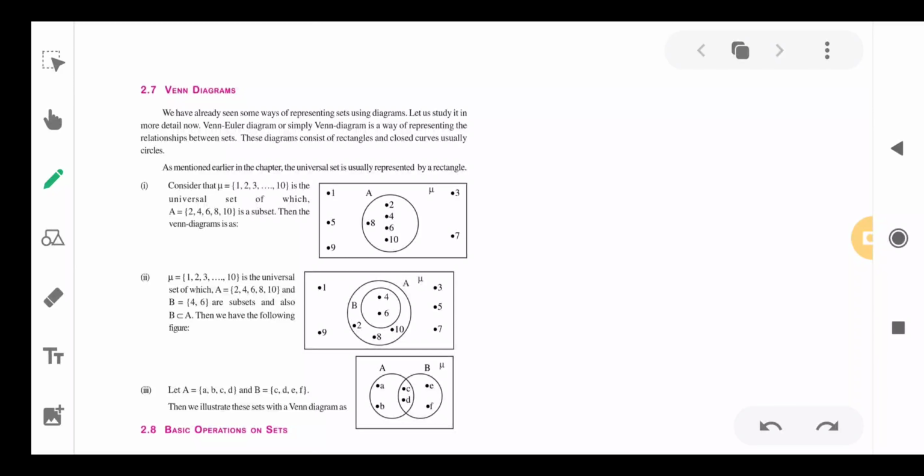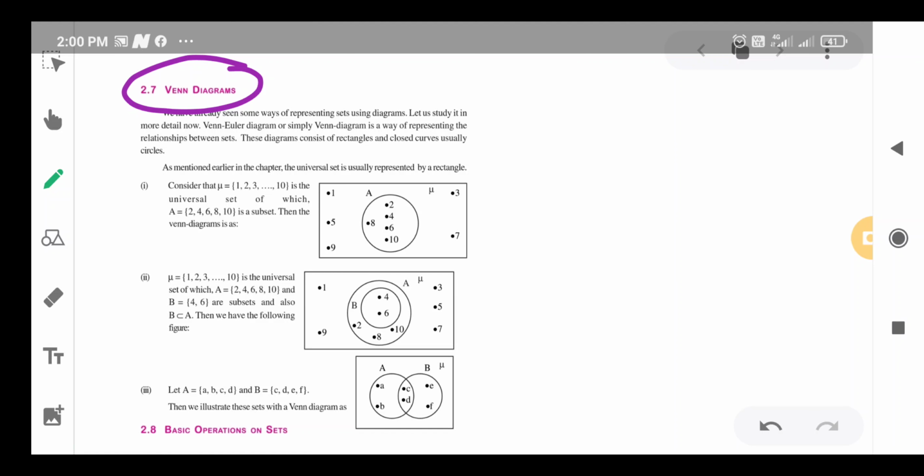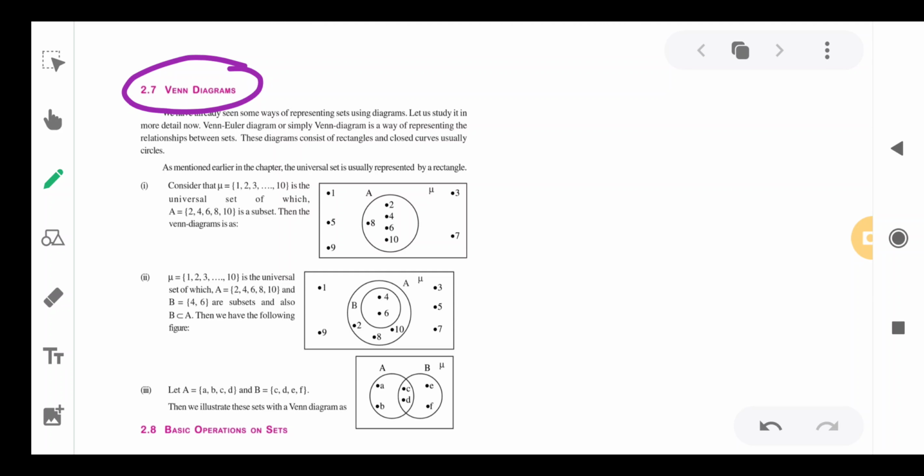Okay, now we'll understand what Venn diagrams are. So Venn diagrams were developed by Venn and Euler. Venn-Euler diagrams are also called Venn diagrams. These generally consist of rectangles and closed curves, generally circles.